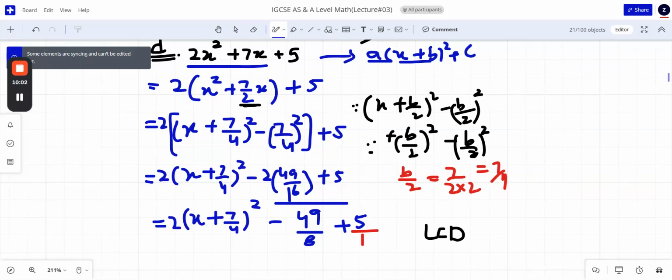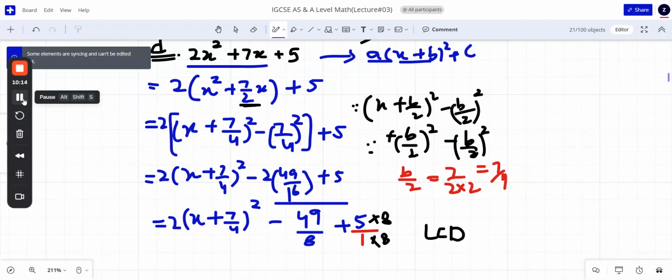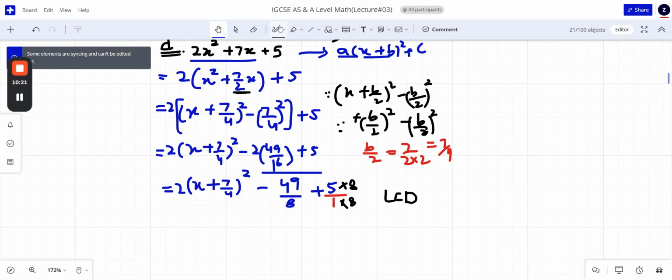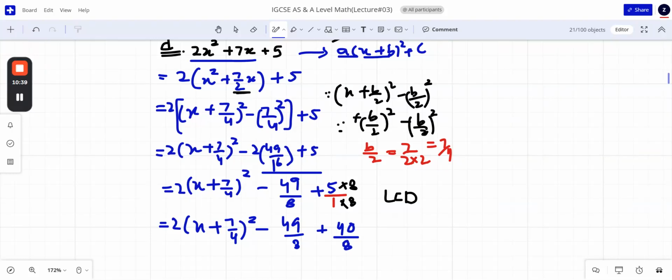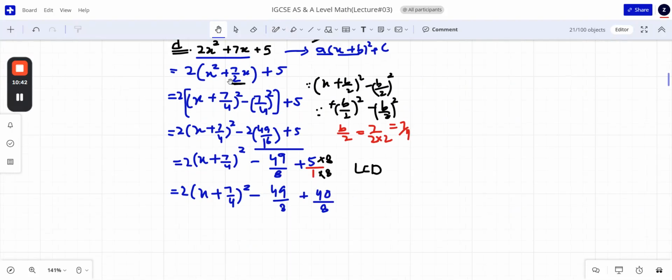So there is 8. How can we make the 8 here? We can multiply with 8 to get the 8 in the denominator. If we need to make the same denominator, we have to multiply and divide the number. So then it would be 2 into x plus 7 by 4 whole square minus 49 over 8, and then plus 5 times 8 is 40, and 8 times 1 is 8. Now both the denominators are the same, so we can add the numerators.